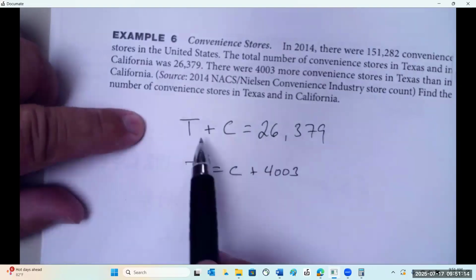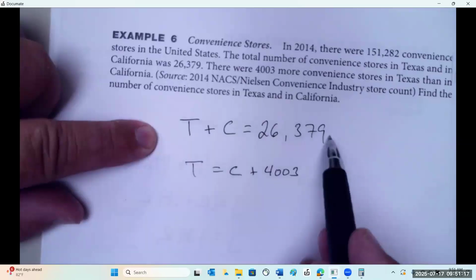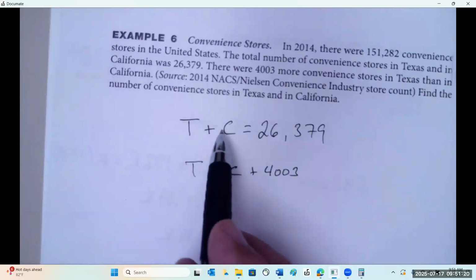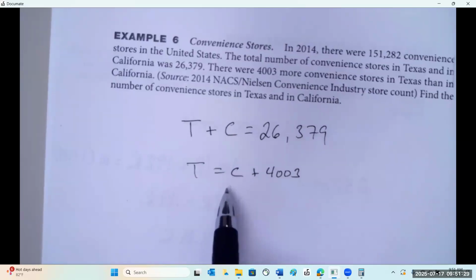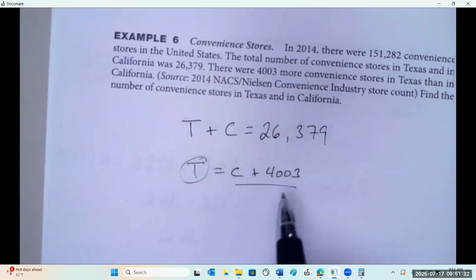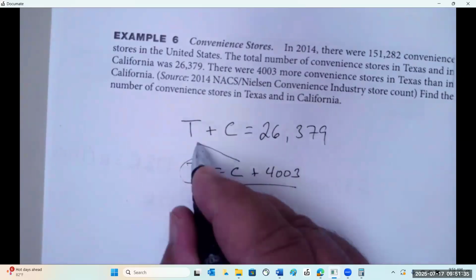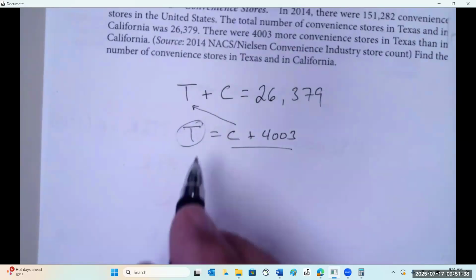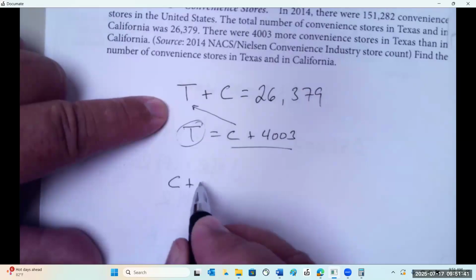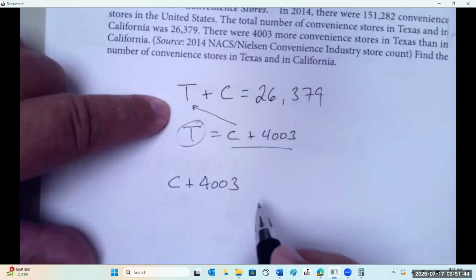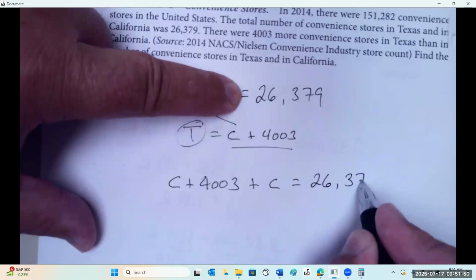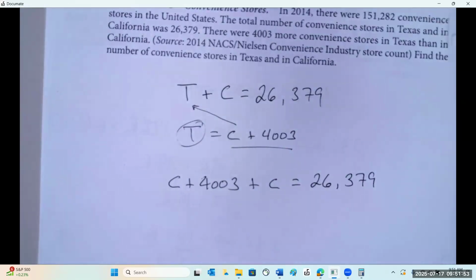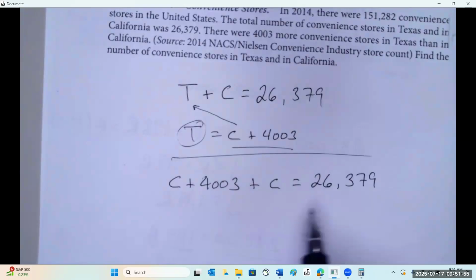Now, because of my equation here, I have one equation, I have two variables, I cannot have that. You can only have one variable and an equation. That's where this comes in. In place of t, I can put this in its place. So in place of t, I could put California plus 4,003, plus California equals 26,379. Now I have one equation with only one variable.